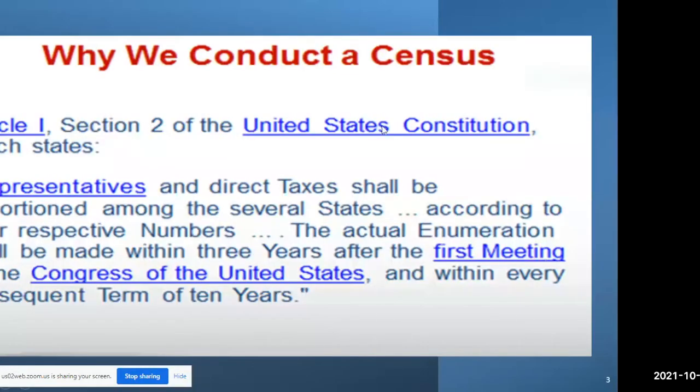The reason that we conduct the census, and when I say the census, I mean the census that's conducted every 10 years, is because it was put in the Constitution of the United States as a requirement.